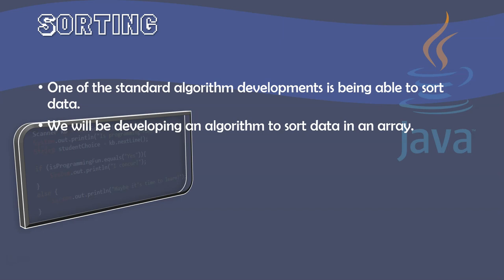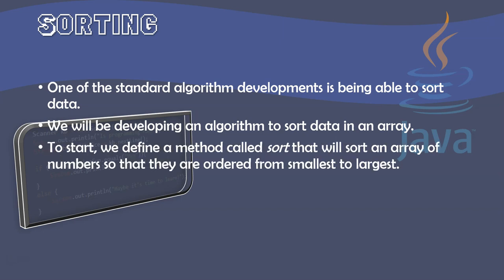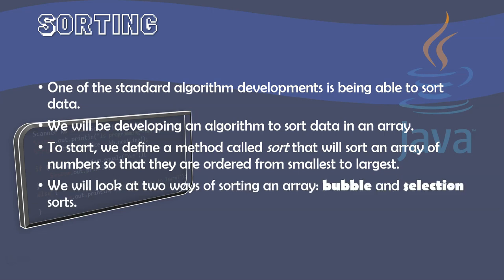Arrays are a type of data structure that we can use to not only hold data, but to use it in a meaningful way. So to start us off, we're going to define a method called sort that will sort an array of numbers so they're ordered from smallest to largest. We're going to look at two different ways of sorting an array: what's known as a bubble sort and a selection sort.